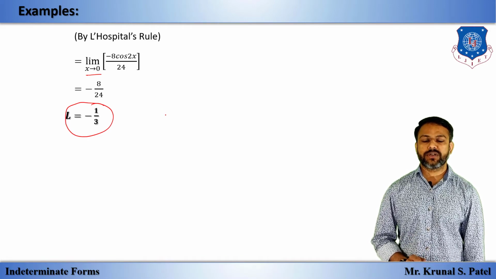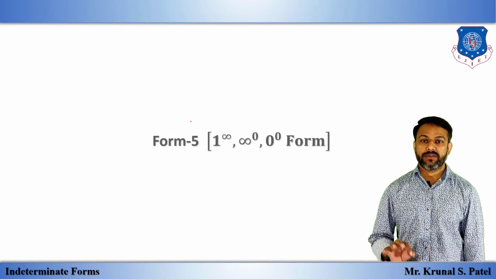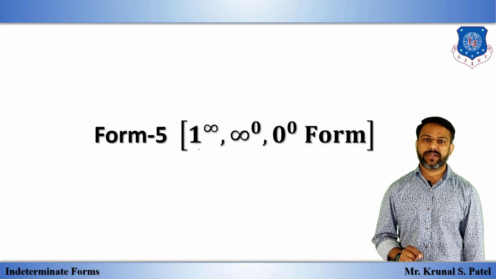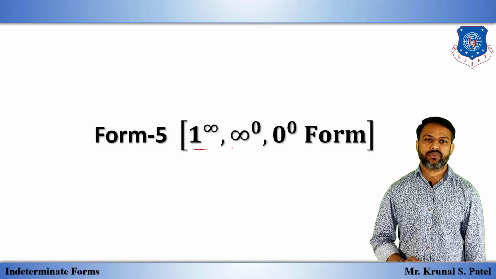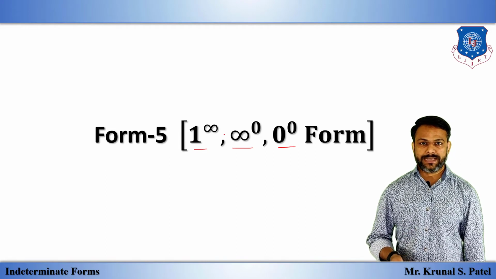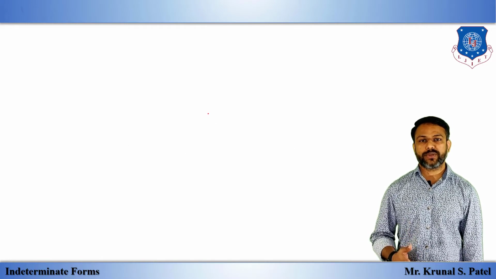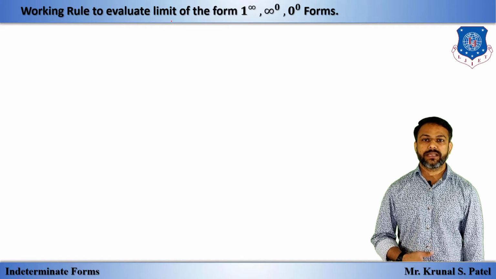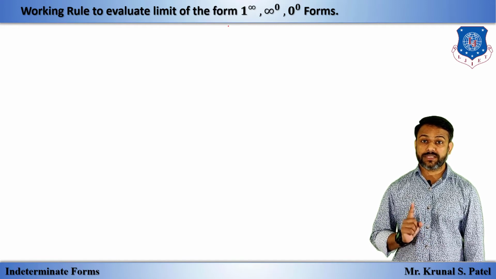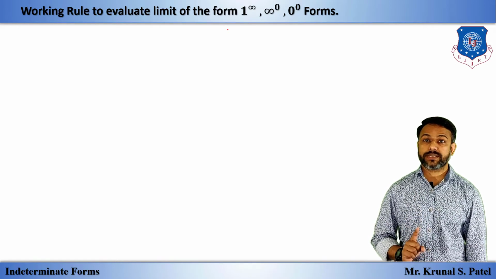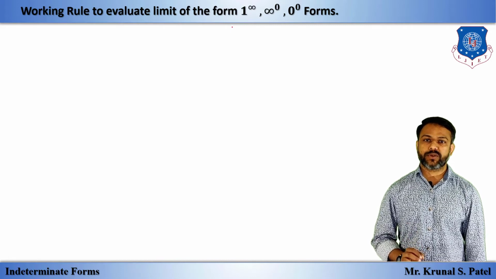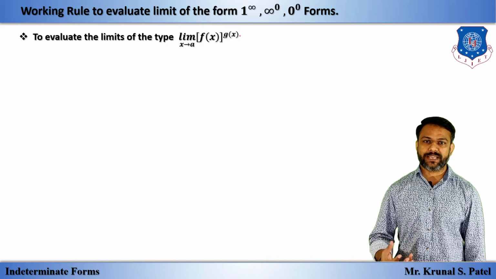Now let's have a look at the last form, the fifth form: 1 raised to infinity, infinity raised to 0, and 0 raised to 0 form. So first, as usual, we will start with the working rule to evaluate this form. Okay, so let's have a look at this form. This is most important.